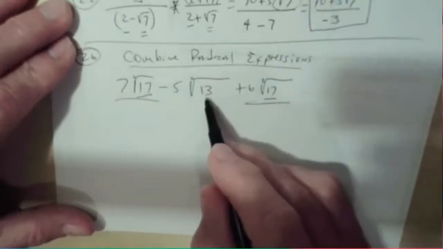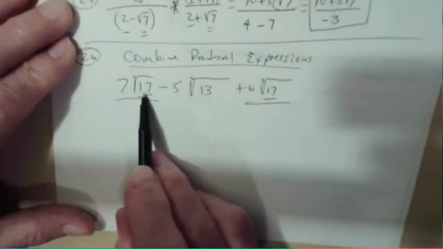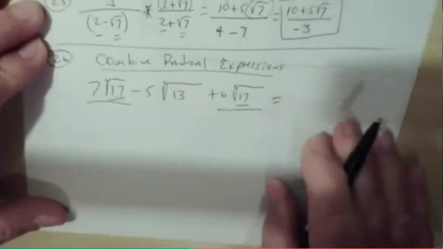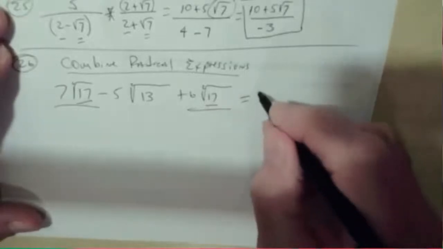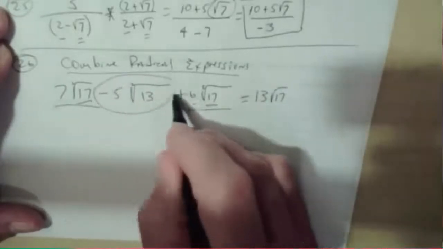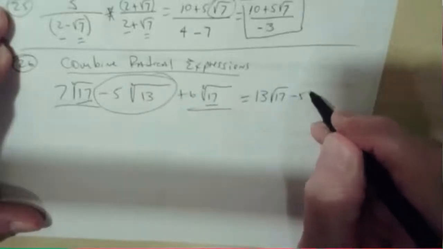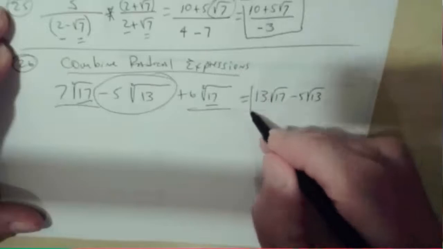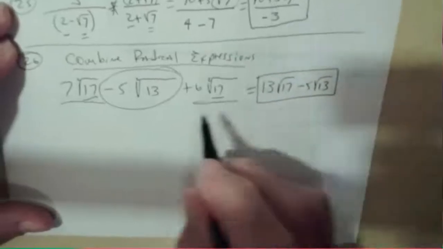This one is not. So 7 square root 17 plus 6 square root 17 is 13 square root 17. Don't forget this. Minus 5 square root 13. And that's our answer.